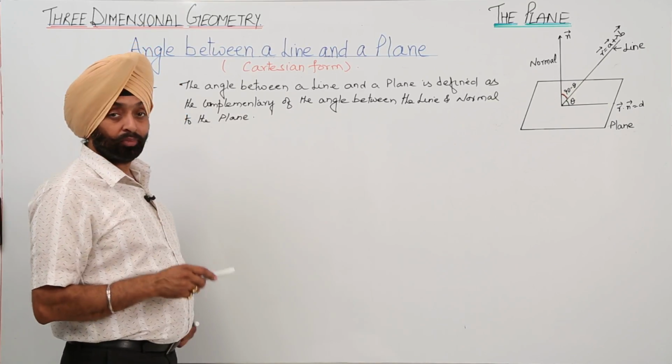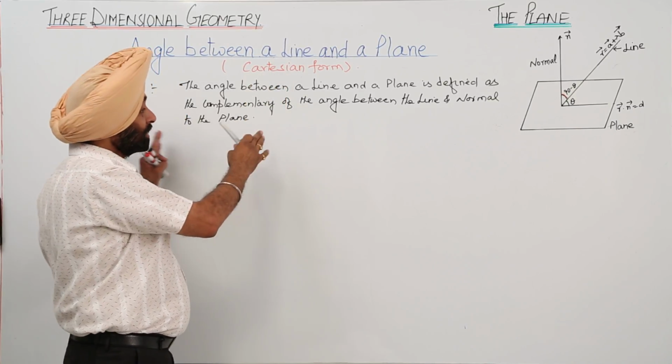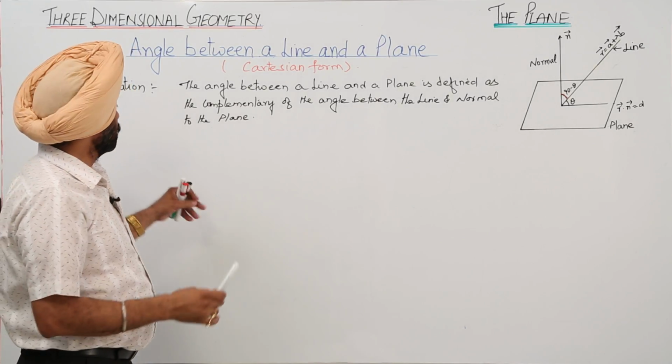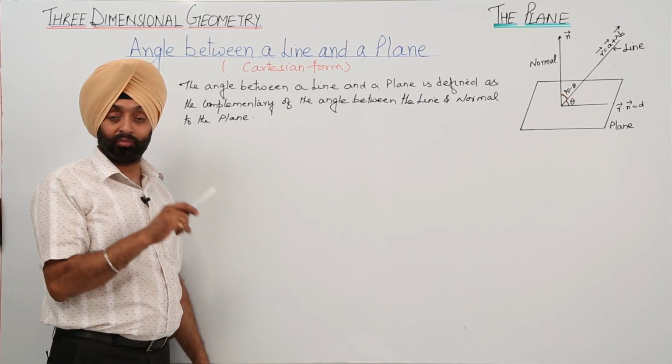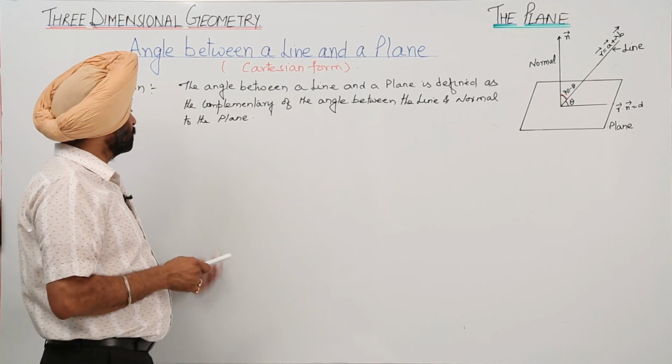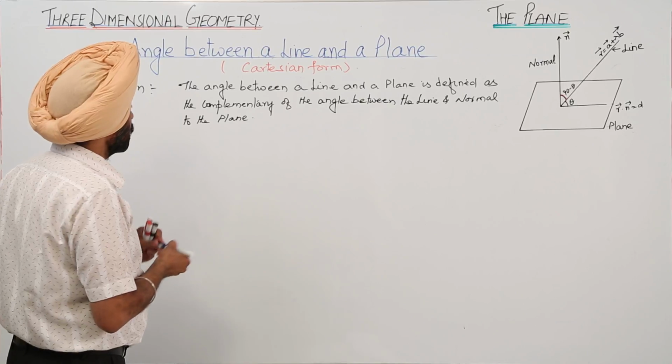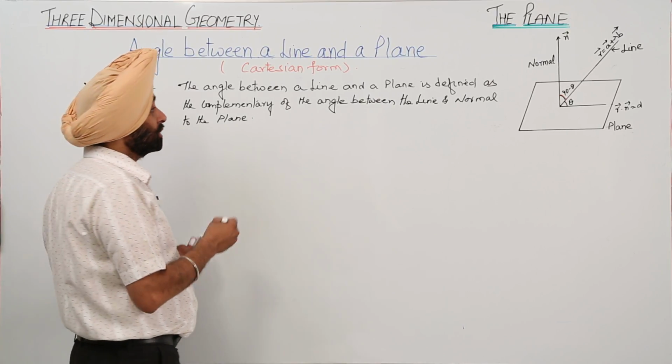Angle between a line and a plane in the Cartesian form, and the definition we have already done it. The angle between a line and a plane is defined as the complementary of the angle between the line and the normal to the plane. Now, earlier it was in the vector form, now in the Cartesian form.